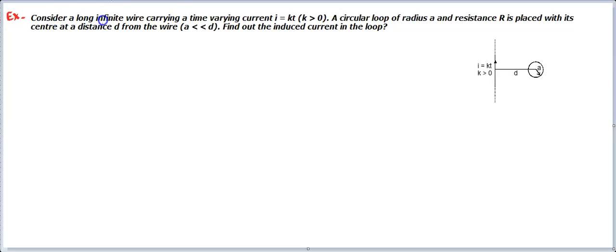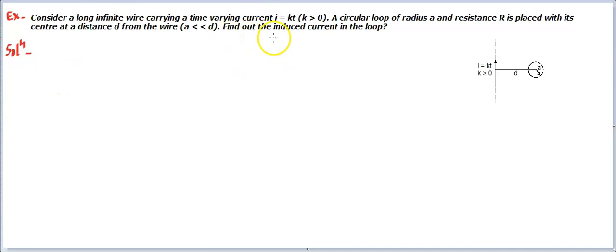It says: consider a long infinite wire carrying a current which is time varying, I equals Kt, where K is positive. A circular loop of radius a, resistance R, is placed with its center at a distance d from the wire, and this d is very large compared to a, so a is very small compared to d. Find the induced current in the loop. So we need to find the induced current in the loop. The solution goes like this.